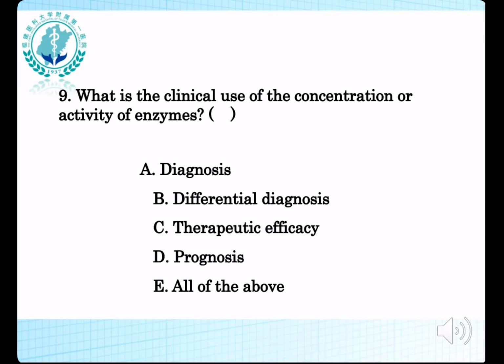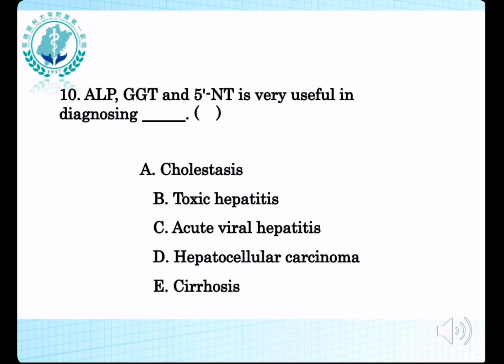The ninth one: what is the clinical use of the concentration or activity of enzymes? For all of them. Okay. Diagnosis, differential diagnosis, therapeutic efficacy, and also prognosis. The next one: ALP, GGT, and 5-NT are very useful in diagnosing which one? Alright, choose A, cholestasis.